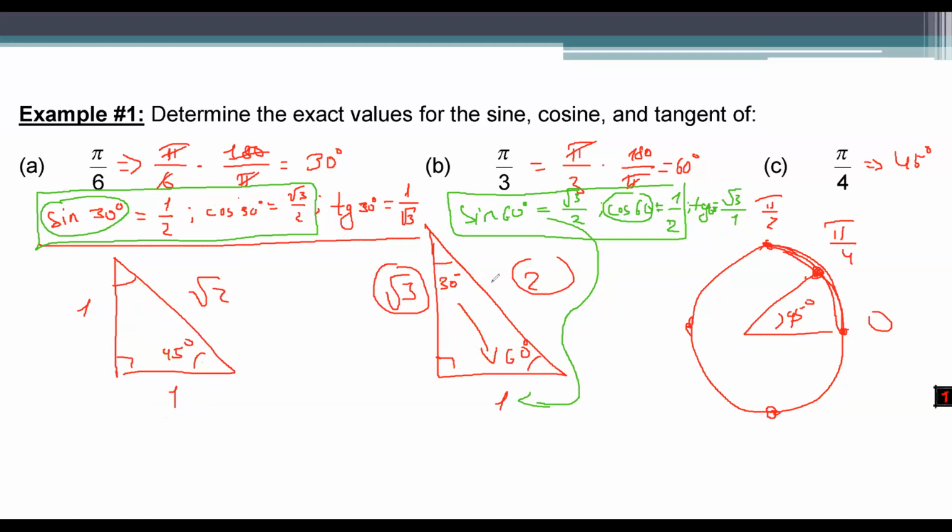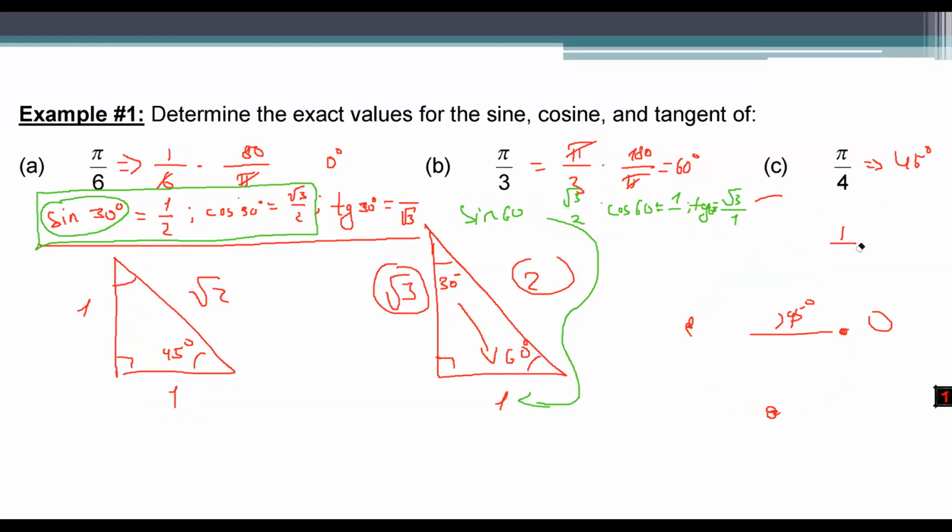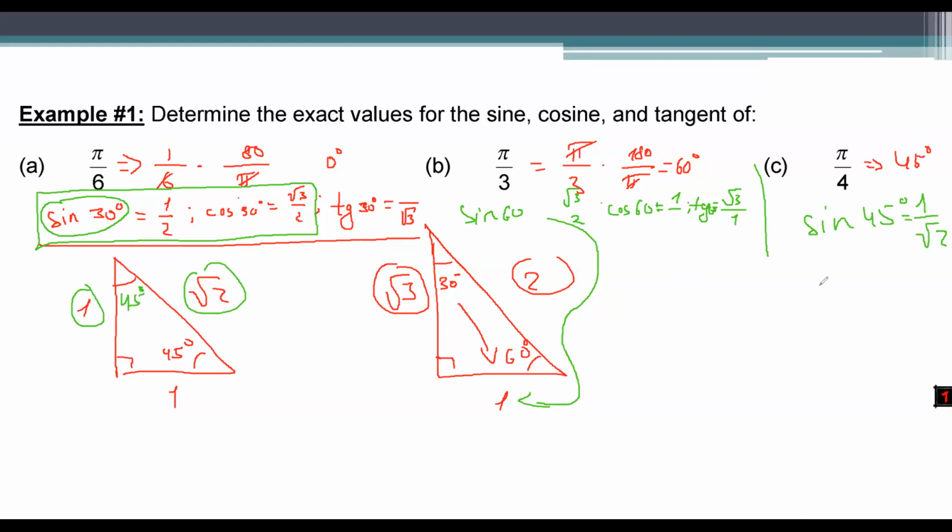I hope it's clear. And let's finally take a look at pi over 4. I'm going to clear some space for me. Moving on to pi over 4, sine of 45 degrees would be opposing side over hypotenuse. And take a look, in this case, it doesn't matter which angle we look at because they're equal and sides are equal. So sine of 45 degrees would be 1 over square root of 2.